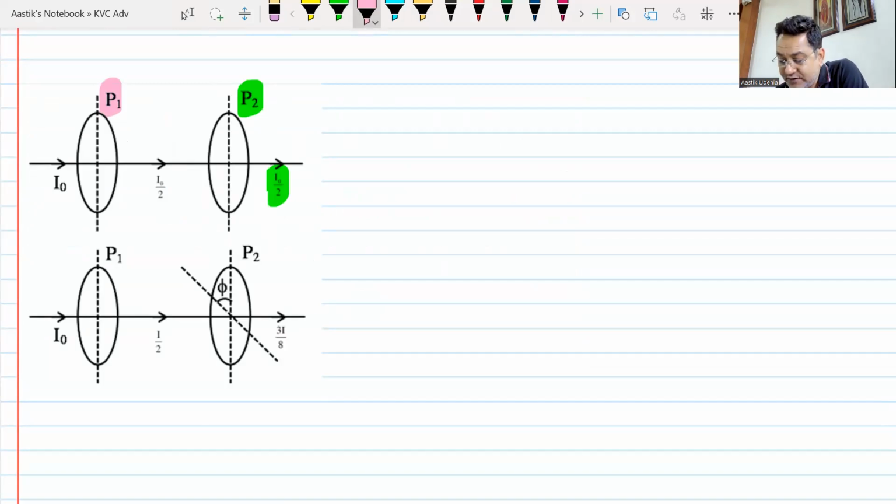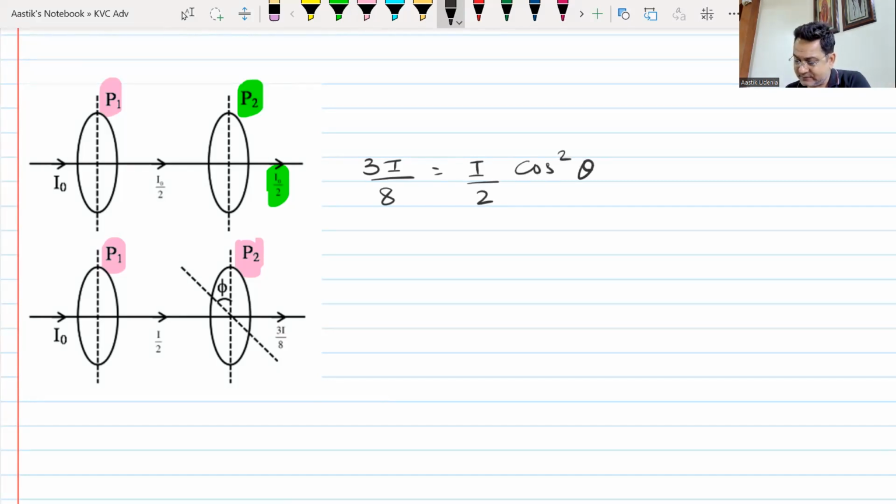In the second case, P1 is just like this, and P2 should be rotated, giving cos square 30. So 3I by 8 should be equal to, the original light intensity is I, so I write I by 2 cos square theta. Do we understand this?